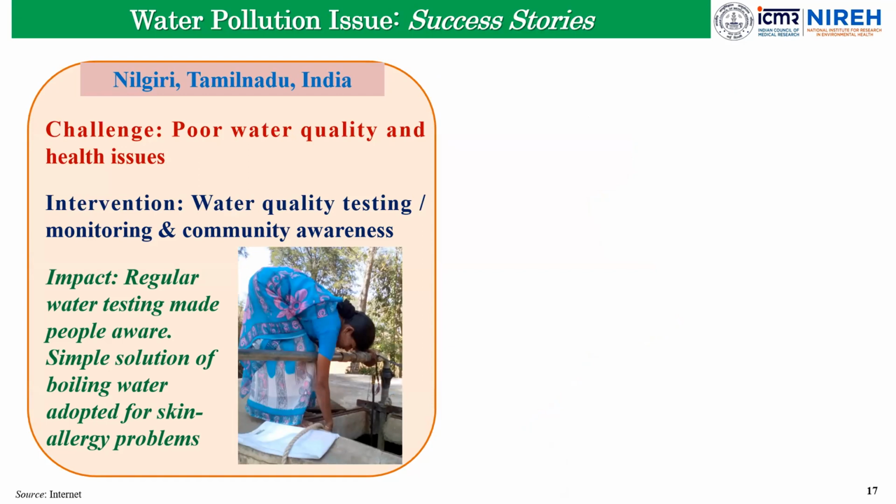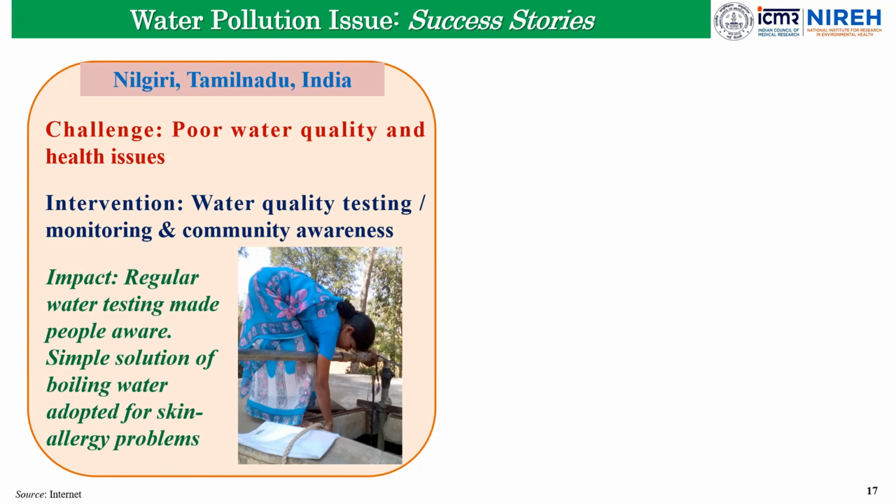There was the issue of poor water quality, and because of that, the people of that region were facing a lot of health issues, especially skin related issues, allergies and other things. So they did an intervention. First of all, they made the community aware that the health issues people are facing are due to the water. And then they started testing the water. Regularly, they started monitoring the water and carried out testing. And the impact was seen after some time.